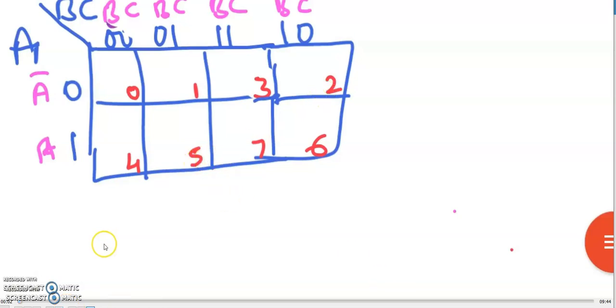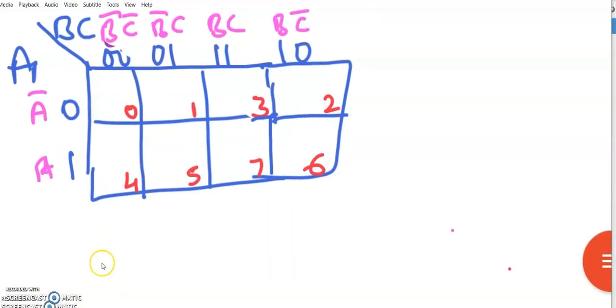So now we'll discuss the problem on the K map. Here we have written the K map of 3 variables. Here it is variable A bar, here it is A. So A bar will be represented with 0, A will be represented with 1.